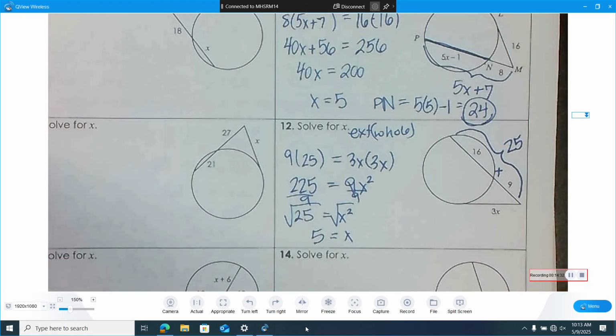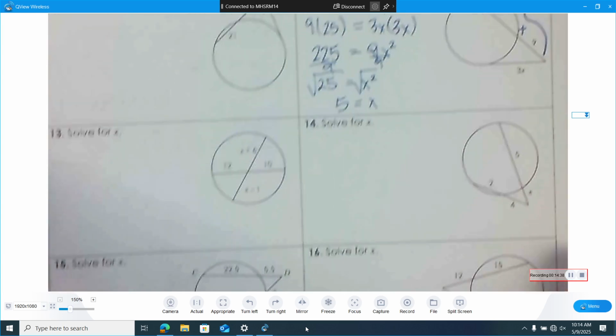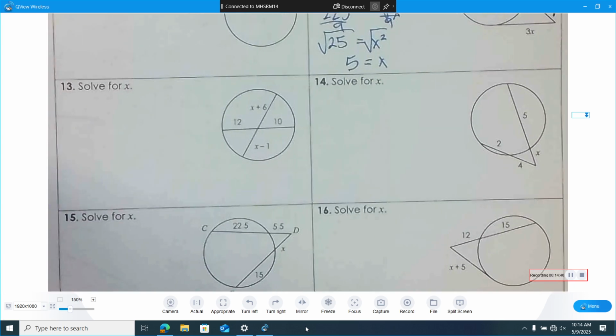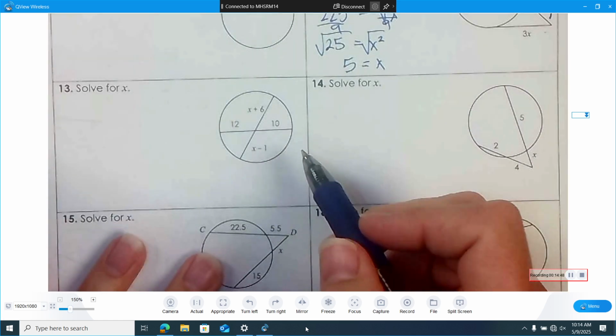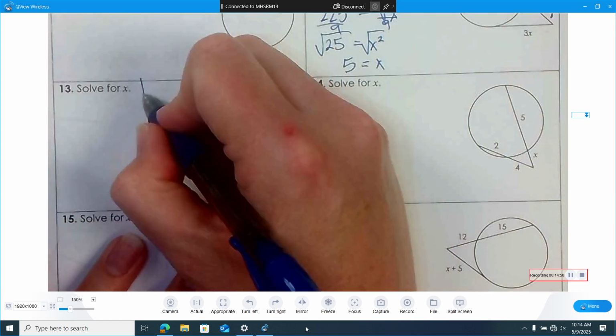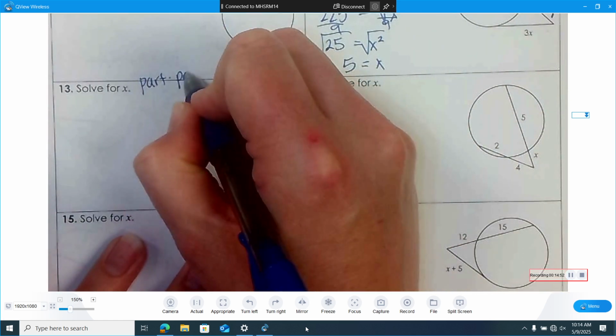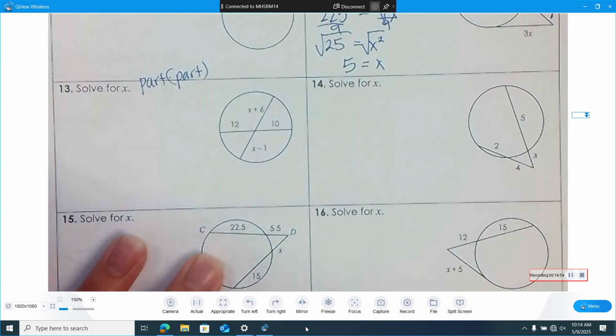All right. So that's great. Now becomes the hard part. Those were easy. Let's look at 13. Which type is this? Type 1. So what's our little process for type 1? Part times part. Yeah, part times part. So that's easy.